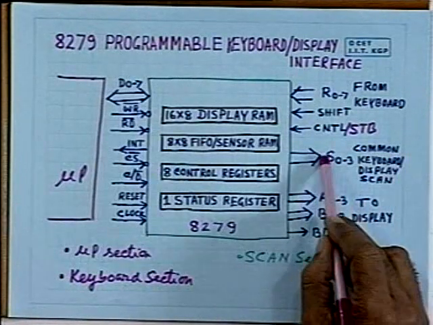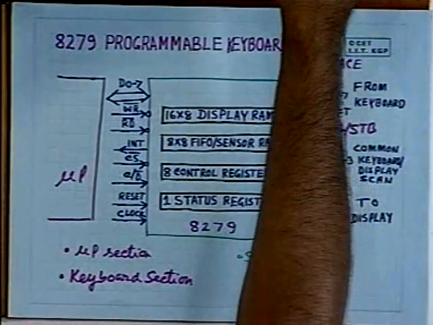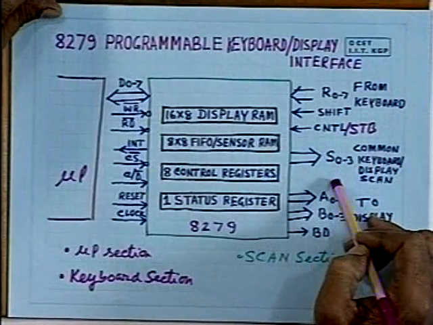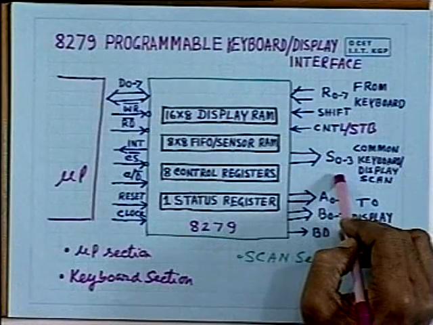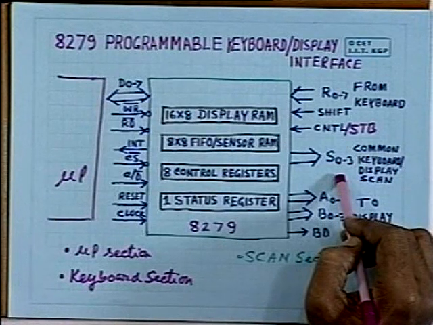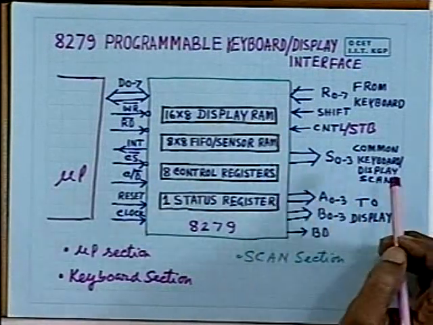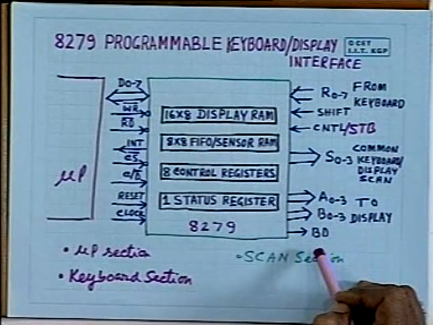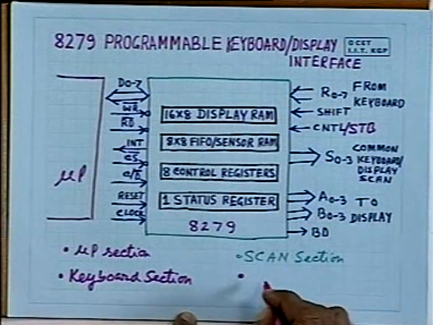So what you have to do is use a decoder. This will go to a decoder, as we have shown earlier in our circuit, that you can use some decoder, and then the decoded output for keyboard interfacing. I have explained how the decoders can be used. So these 4 lines will go to the decoder to generate 16 lines for interfacing the keyboard as well as the display. The display will also require a decoder to interface the 16 by 8 display RAM. So this is the scan section, and then you have got the display section.